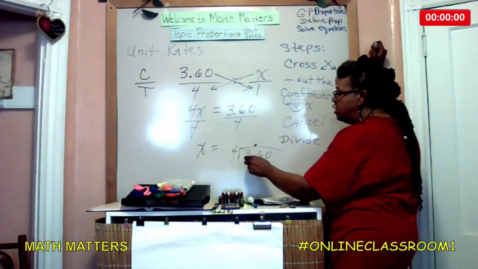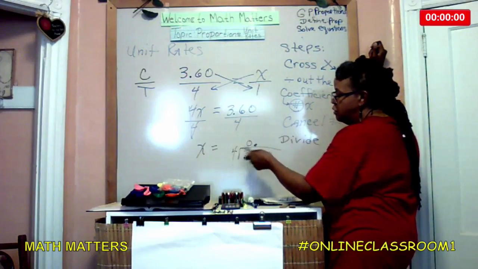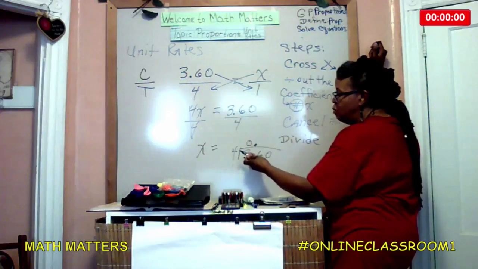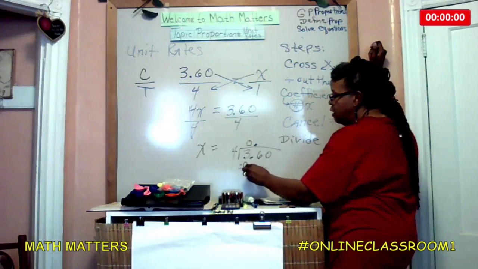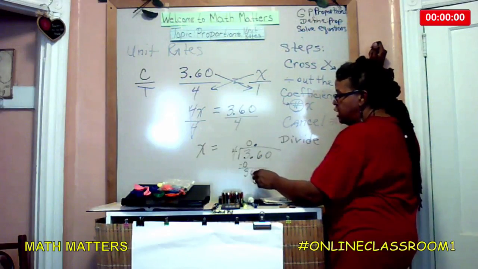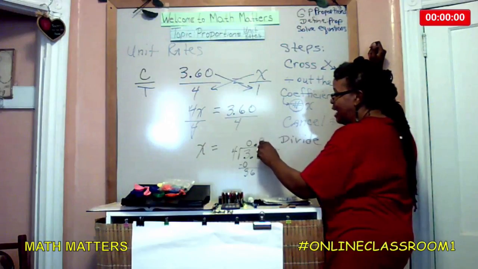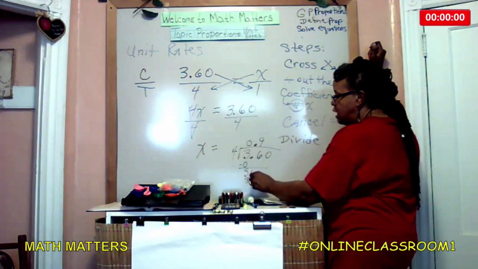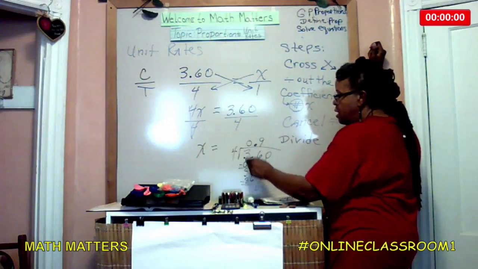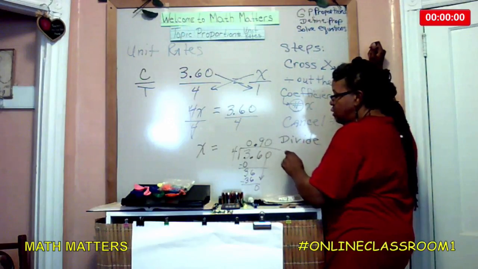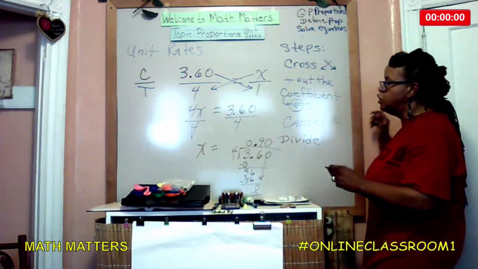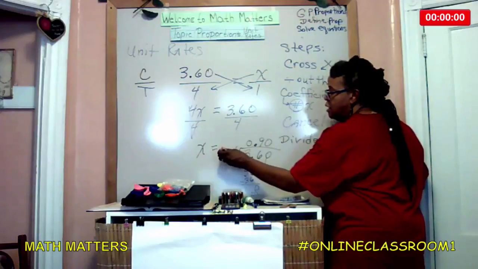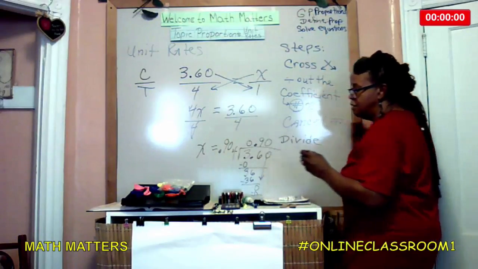And then go ahead. 4 goes into 3. Nope. So we don't even really need that 0, but I'll put it there. 0 times 4 is 0. Subtract. Come down with 36. 4 goes into 36 9 times. 9 times 4 is 36. Subtract. Come down, bring that last 0 down. 4 goes into 0. 0 times 4 is 0. And we subtract and we're done. So our answer is 90 cents.